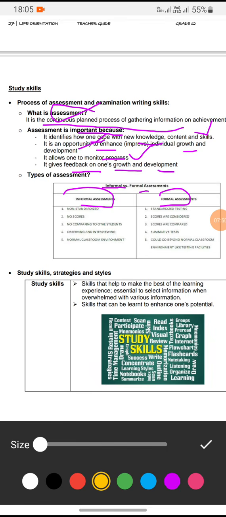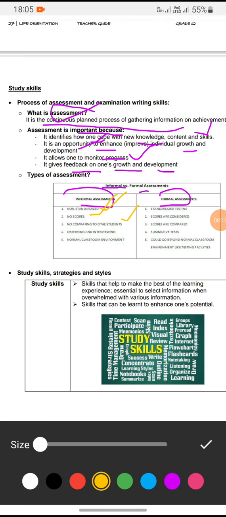Informal assessments are non-standardized, with no scores. They do not contribute to your report marks, your final marks, or your grades. They just give you feedback on how you are working and how you are coping with new information, and there is no comparing to other students. This is very important.